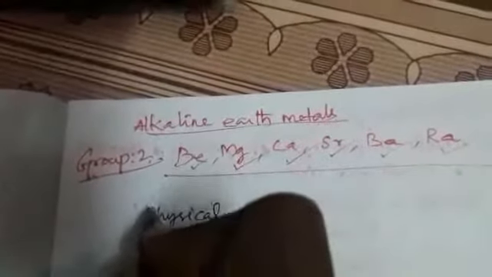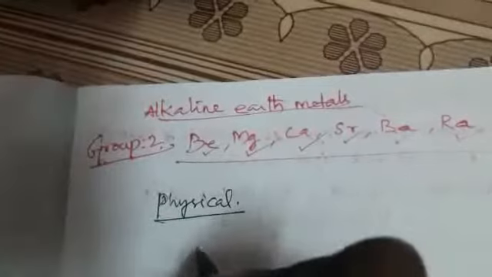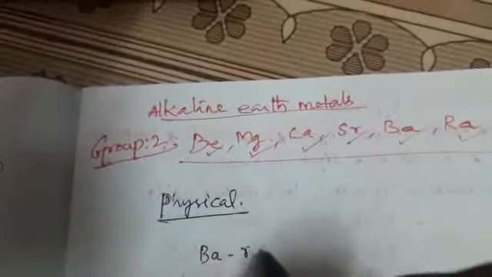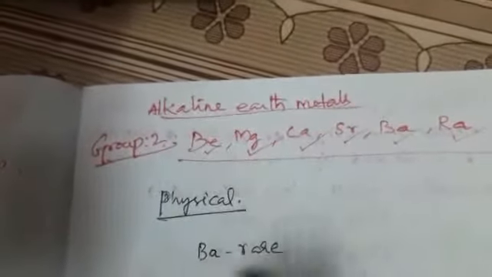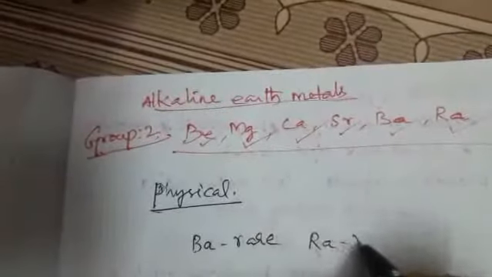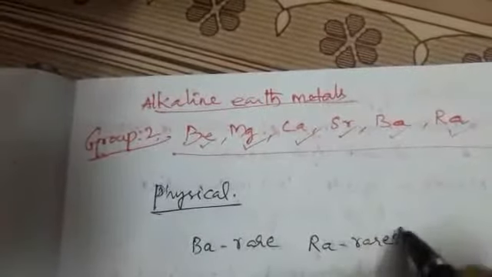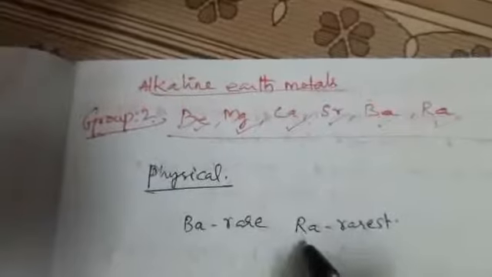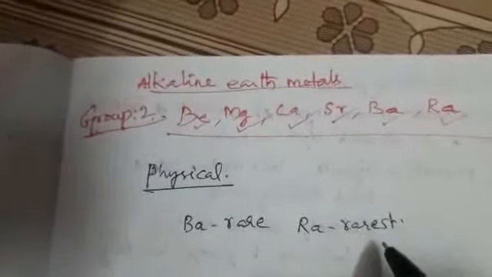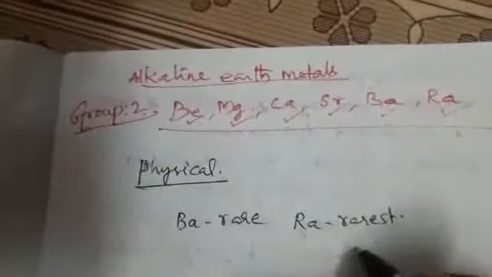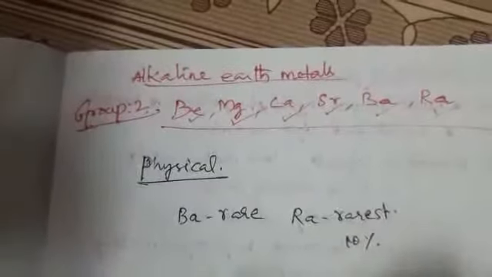Physical properties of group 2 elements. Beryllium is a rare element. Radium is the rarest element. Only 10% is obtained.